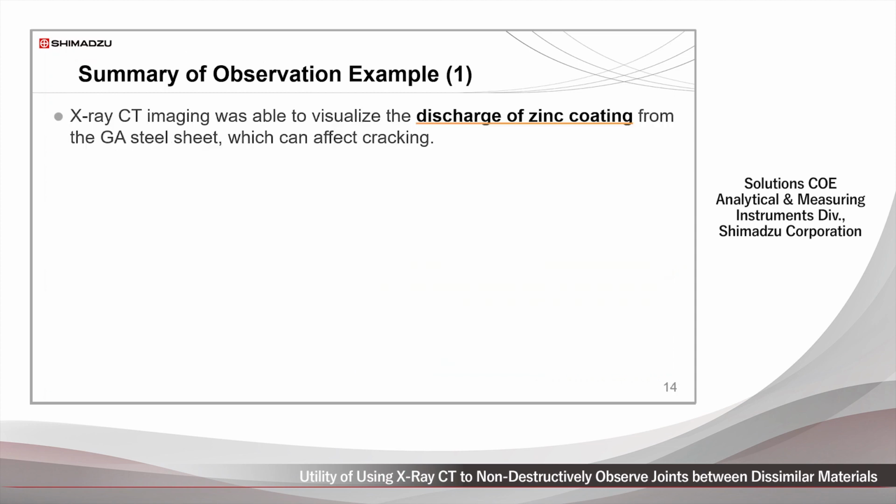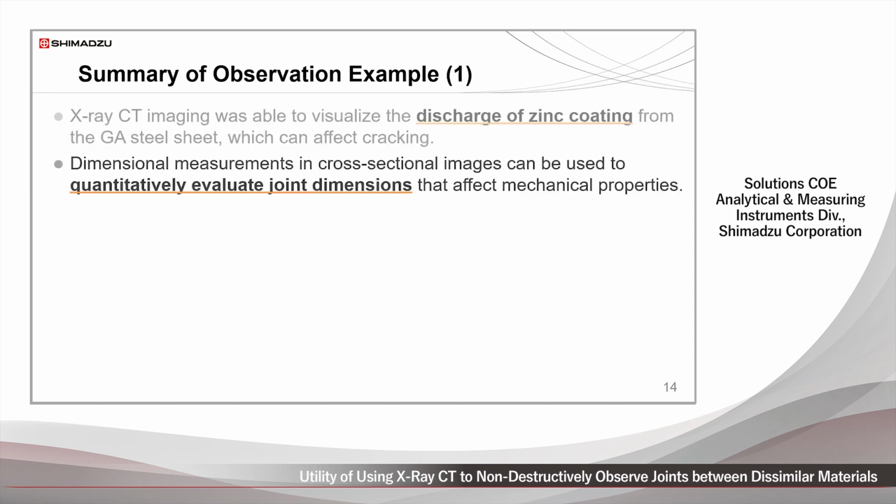Here's a summary of observation example 1. Using X-ray CT imaging to observe inside the samples of friction stir-welded galvannealed steel and aluminum alloy sheet materials enabled visualization of zinc coating discharged from the galvannealed steel sheet surface that can cause cracking. The example also confirmed that CT imaging results were consistent with EPMA results.